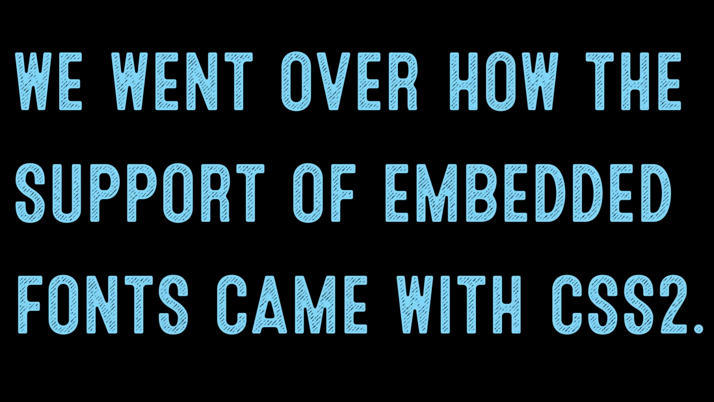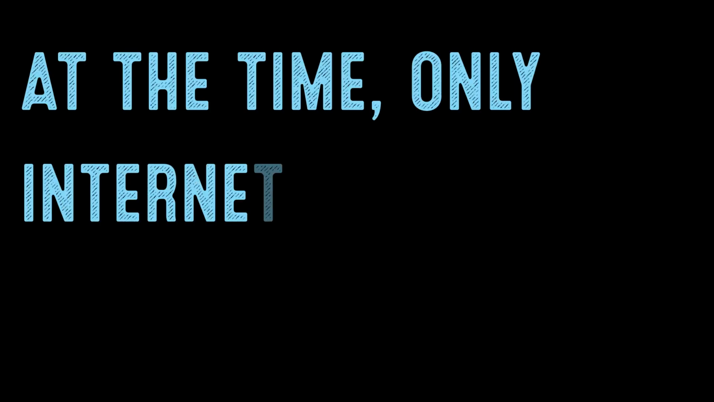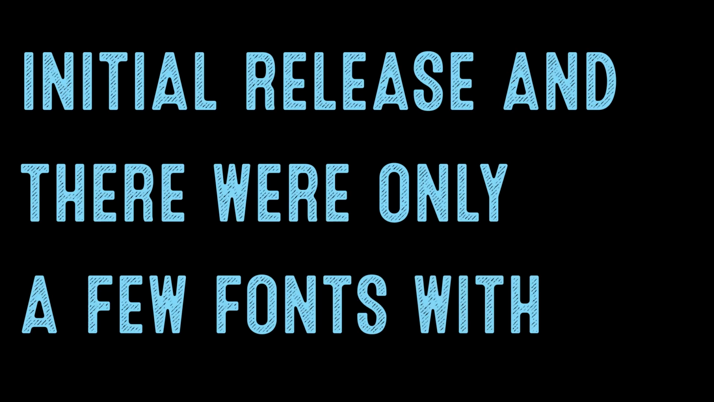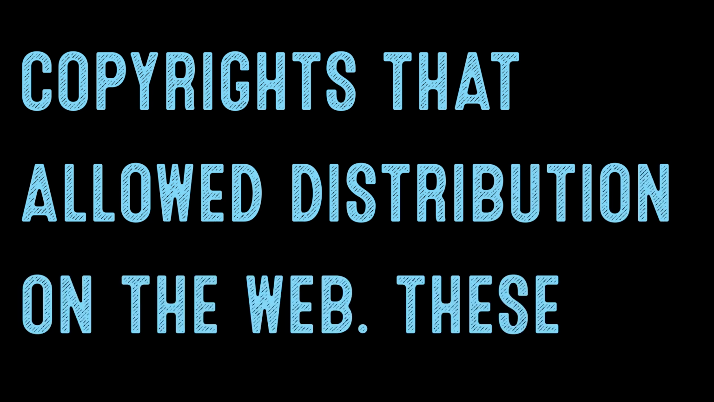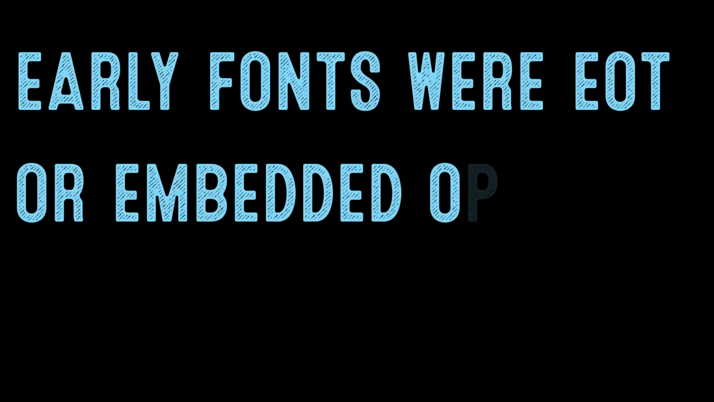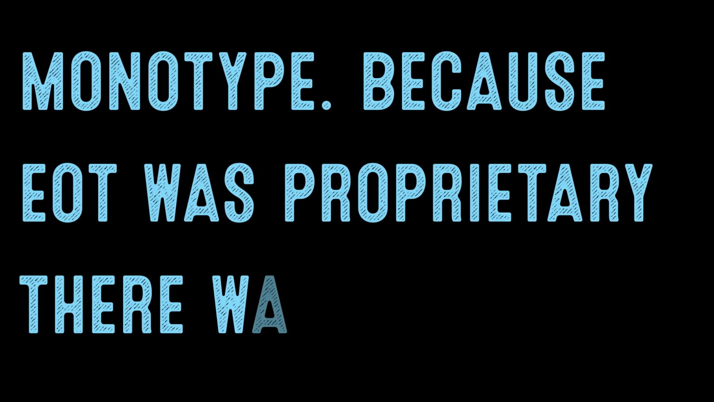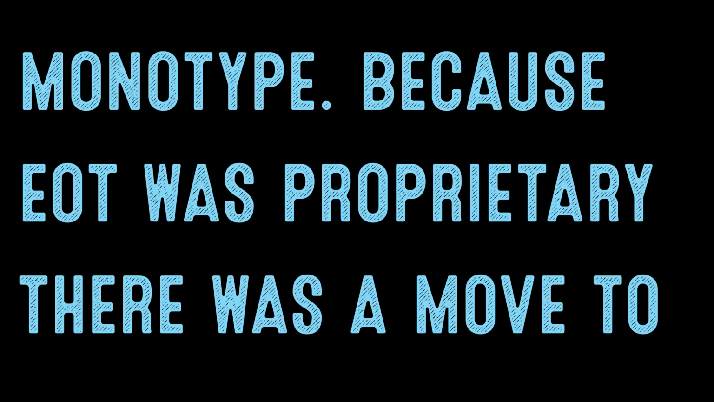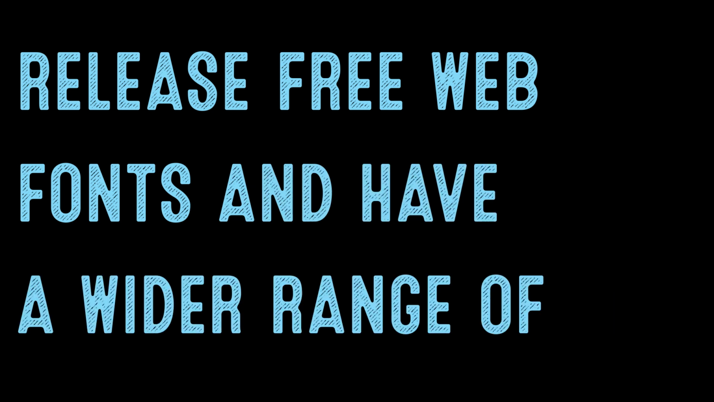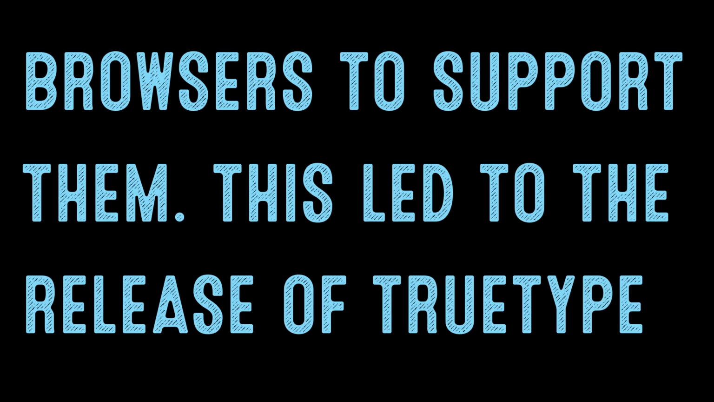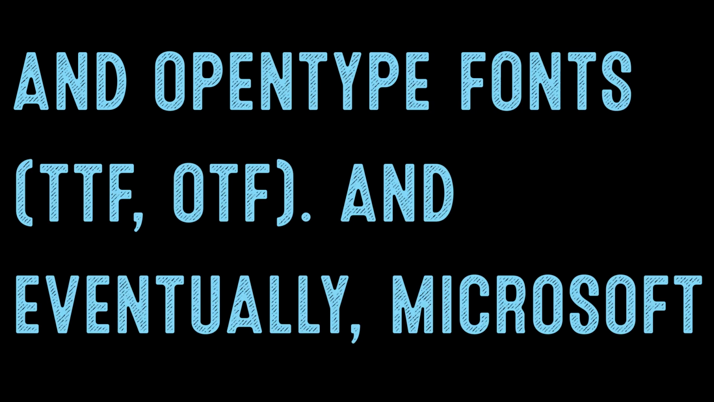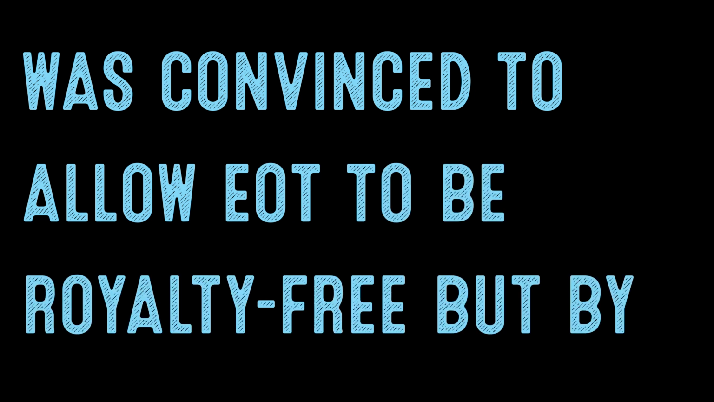In our previous episodes about the history of CSS, we went over how the support of embedded fonts came with CSS2. At the time, only Internet Explorer supported this initial release, and there were only a few fonts with copyrights that allowed distribution on the web. These early fonts were EOT, or Embedded OpenType, from Microsoft and Monotype. Because EOT was proprietary, there was a move to release free web fonts and have a wider range of browsers to support them. This led to the release of TrueType and OpenType fonts, TTF, OTF, and eventually Microsoft was convinced to allow EOT to be royalty-free.